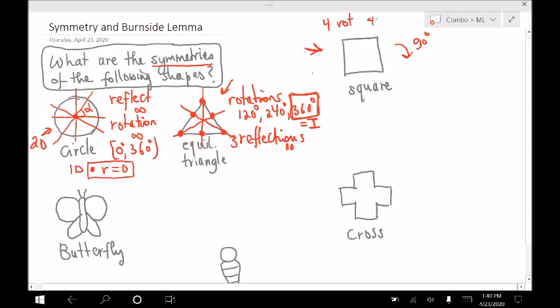and then 4 reflections, because, wait, do we have 4 reflections? I can see 2 of them. I can connect the midpoints of the opposite edges, and then I can reflect across the horizontal or vertical axis. What other reflections are there? Yes, there are also 2 main diagonals, and boom. So those are the other reflections.